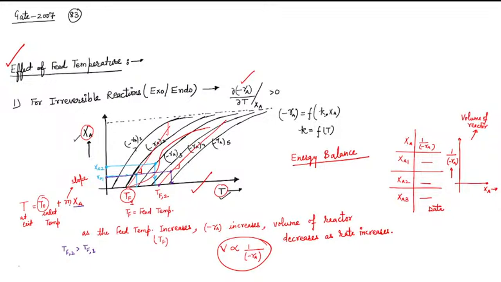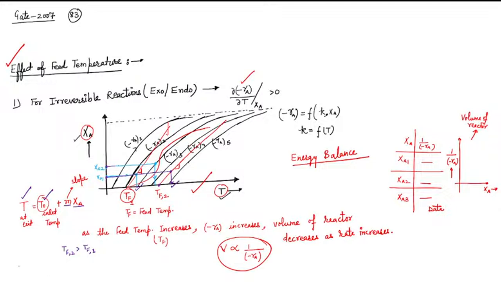So XA1 is fixed, slope is fixed. So the inlet temperature is more, so the exit temperature increases. So this is the exit temperature. The rate is in between minus RA4 and minus RA5. So that will increase from this rate. Are you getting this thing or not?